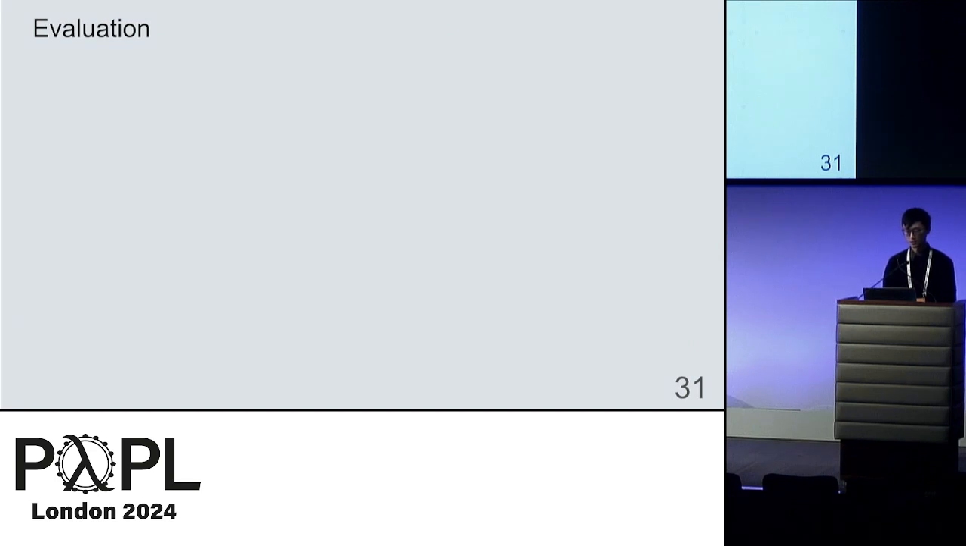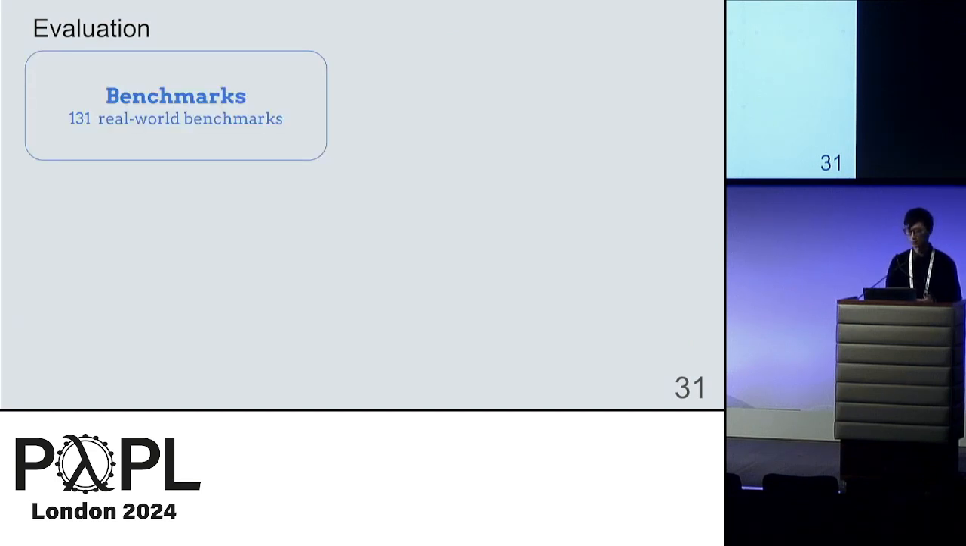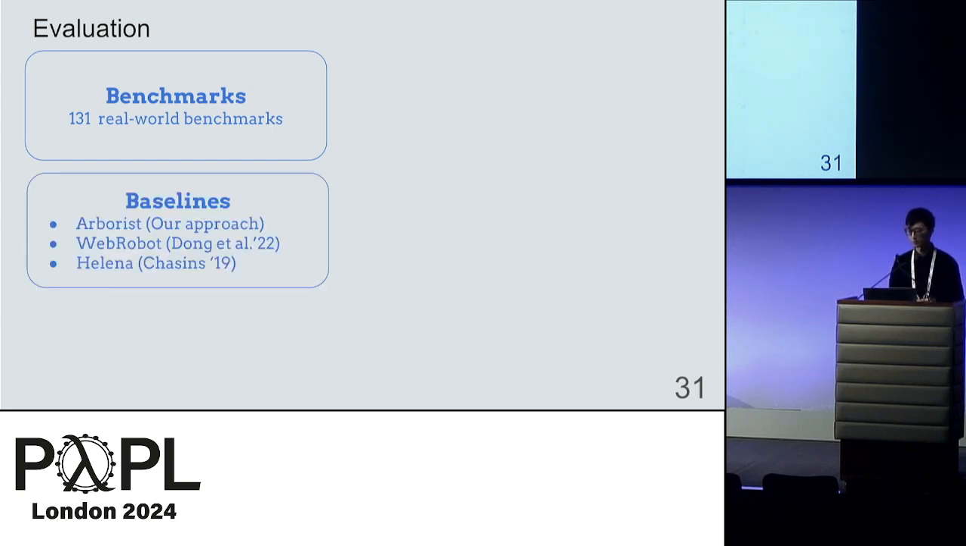So for evaluation, we used a set of 131 real-world benchmarks in the web automation domain. And we implemented our approach in an artifact called Arborist. We compared against two other baselines where WebRobot is the state-of-the-art technique in the web automation domain. And for setup, our goal is to ask the synthesizers to find one program within a 1 second time limit set for interactive program synthesis.